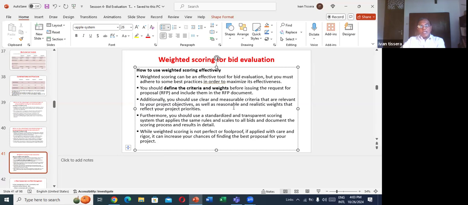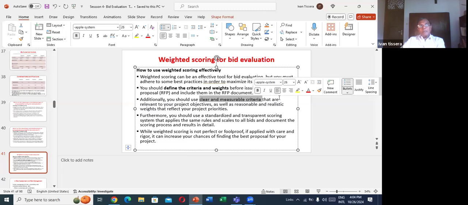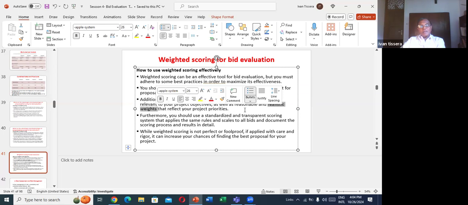Additionally, you should use clear and measurable criteria. All criteria you identify as relevant should be clear and measurable. Sometimes you may have some qualitative things also that are relevant to your project or procurement objective, as well as reasonable and realistic weights, realistic weightage. That is also subjective, I don't know. So how can we decide 10% or 20% for the sub-criterion, different criteria?